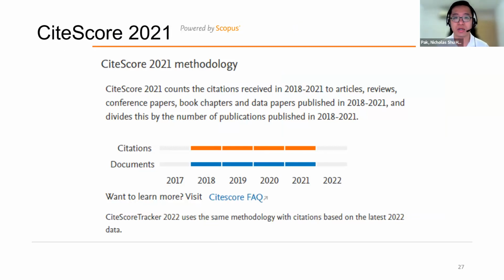The SciScore 2021 methodology counts the citations from papers in 2018 all the way to 2021, right? The sources and the citations are of the same categories in terms of articles, reviews, conference papers, book chapters, as well as data papers. So we are looking at the citations from these 5 sources in 2018 to 2021, and it's divided by the number of publications published in 2018 to 2021. So we also have a SciScore tracker, which uses the same methodology with citations based on the latest 2022 data itself.